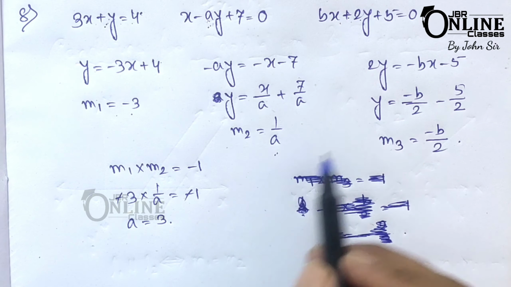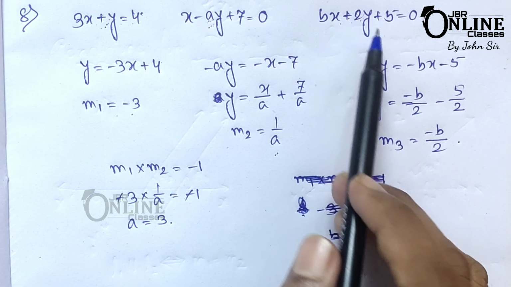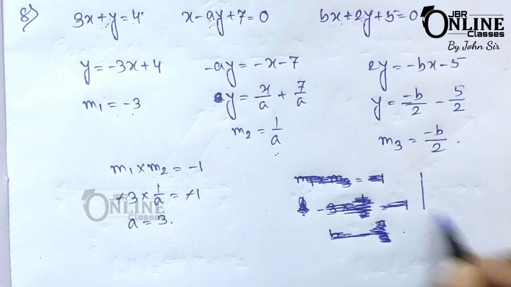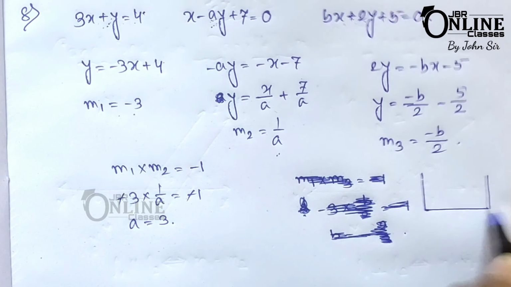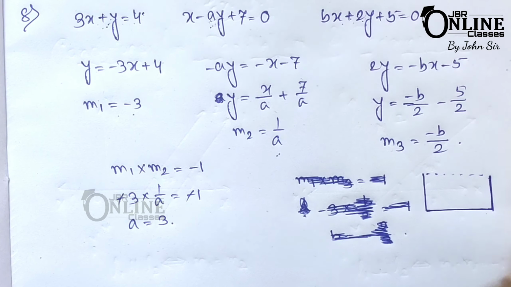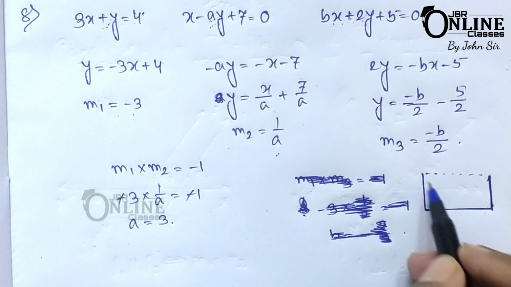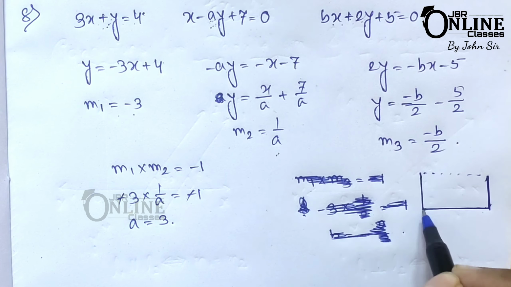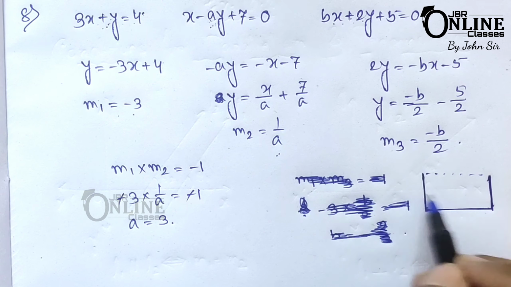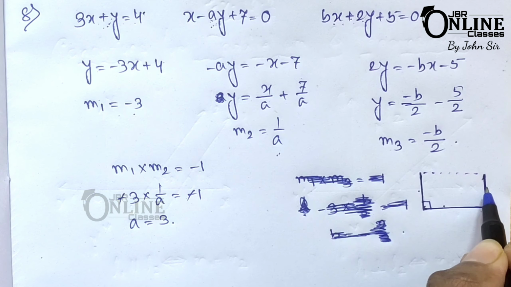Now I am going to find the value of b. As these 3 equations are 3 consecutive lines, if you draw a rectangle in this way, this is the first equation, this is the second equation, this is the third equation. That means bx + 2y + 5 is this one, and 3x + y + 4 this one. So first line and the third line are parallel to each other, not perpendicular. First and second are perpendicular, and first and third are parallel lines.